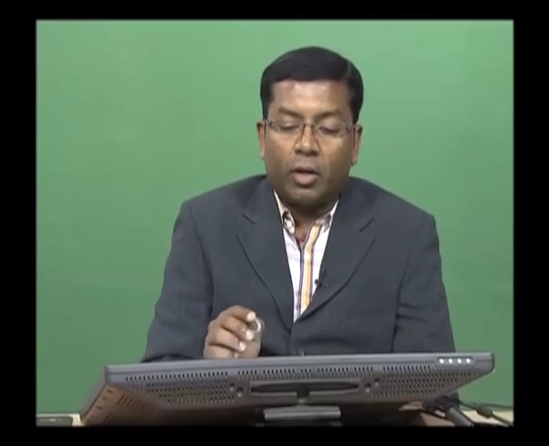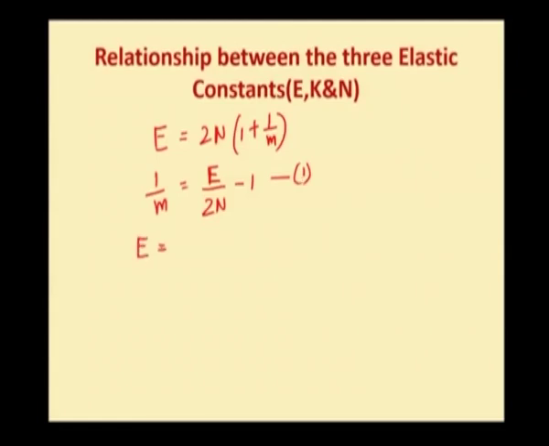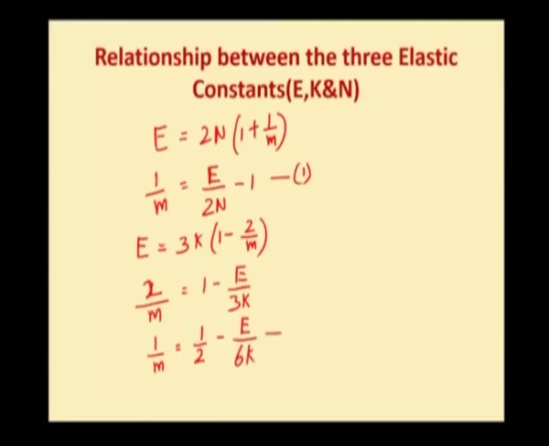Now, we shall see the relationship between the three constants of elasticity E, K and N. We have derived E as 2N into 1 plus 1 by m, or 1 by m will be equal to E by 2N minus 1. We shall take this as equation number 1. Now, Young's modulus of elasticity in terms of bulk modulus will be E is equal to 3K into 1 minus 2 by m. In the same manner, if we simplify this equation, 2 by m will be equal to 1 minus E divided by 3K, or 1 by m will be equal to 1 by 2 minus E divided by 6K. Let this be equation number 2.